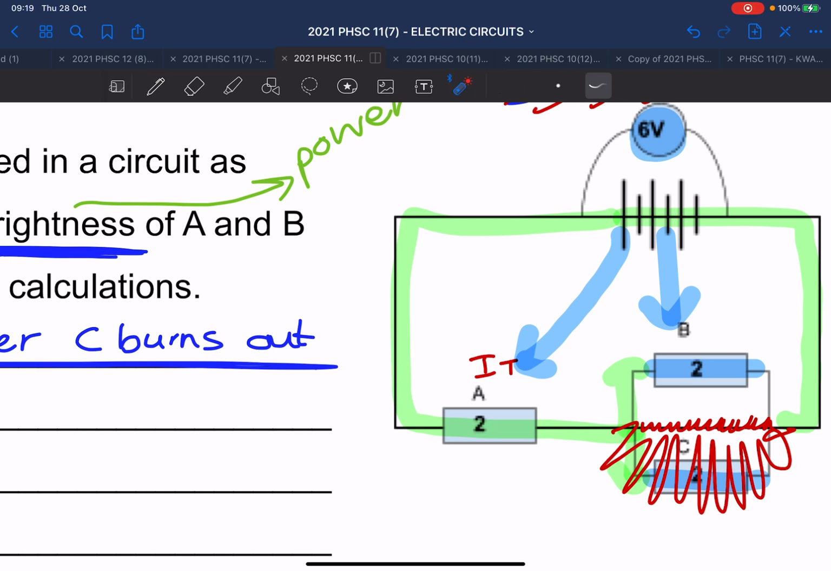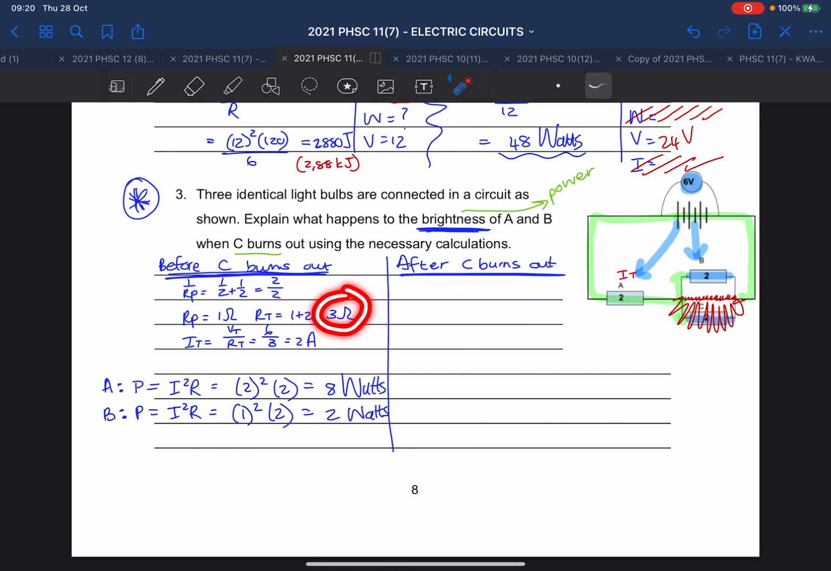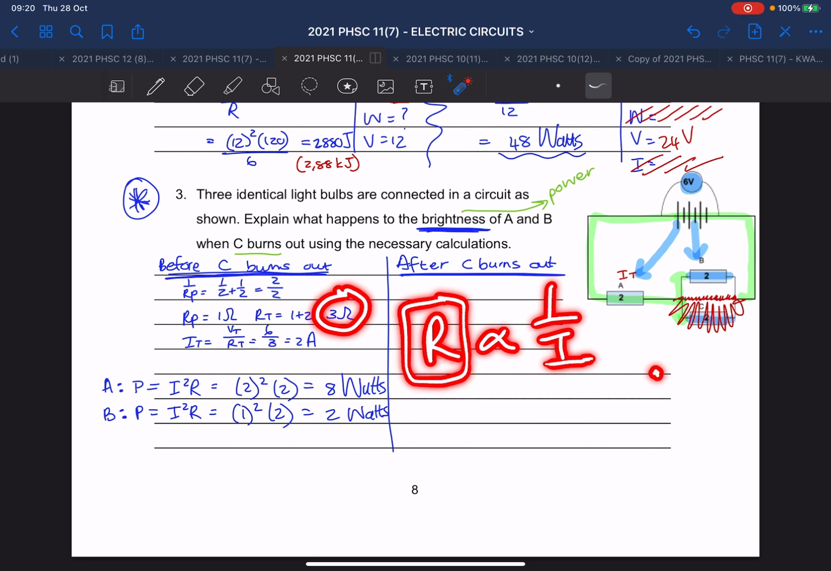So it means the total resistance we are just going to add together. Now the total resistance becomes 4. Right? So here we see the total resistance will not be 3 anymore, it will be 4. What will happen to the total current? Increase or decrease? Decrease. Because resistance is inversely proportional to the current. So if the resistance becomes more, the current becomes less.